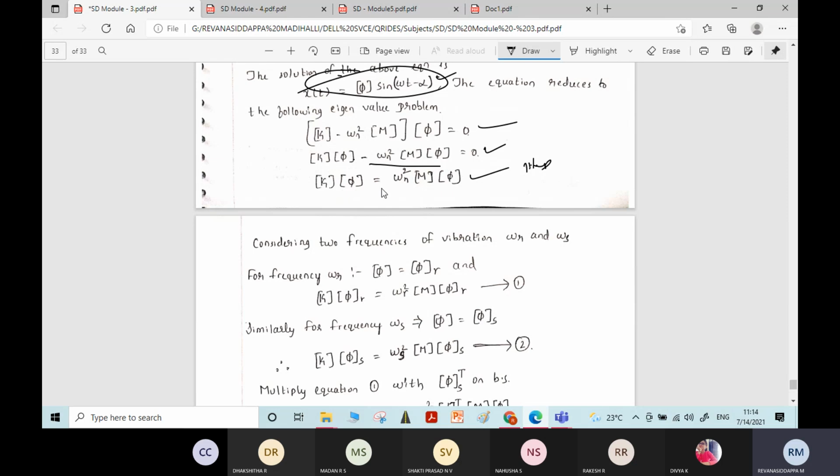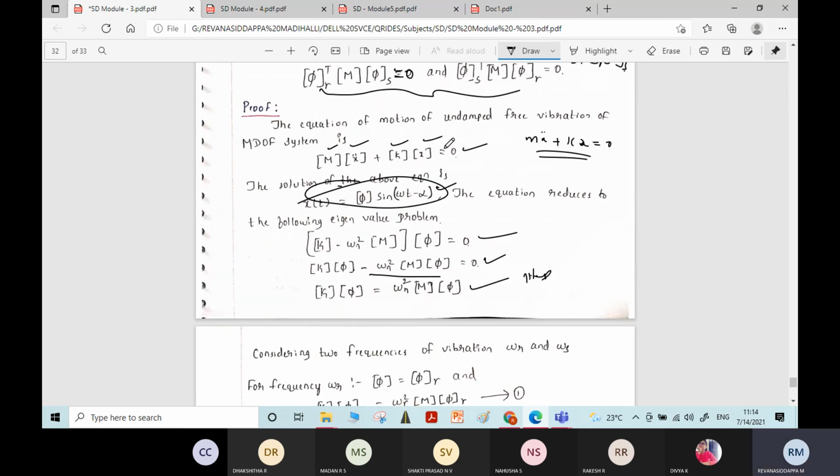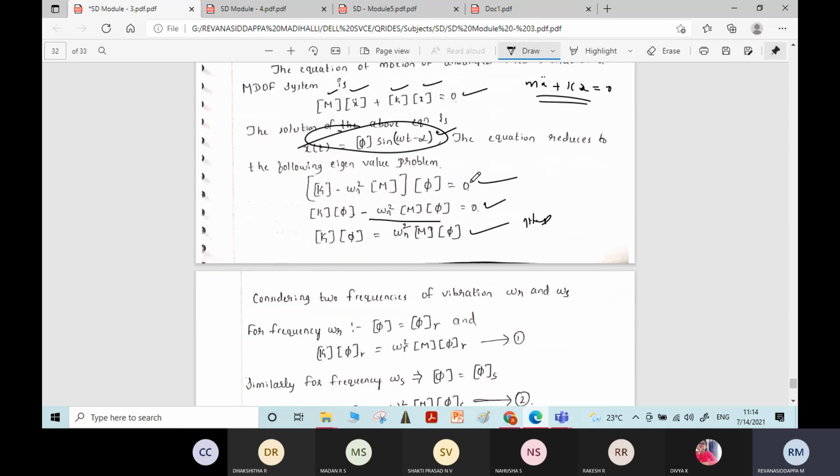What is the first step? Writing the equation of motion, m x double dot plus k x equal to 0. After that, writing the eigenvalue problem, that is (k minus omega n square m) into phi equal to 0, splitting the equation and equating k phi equal to omega n square m phi. This is the first step.